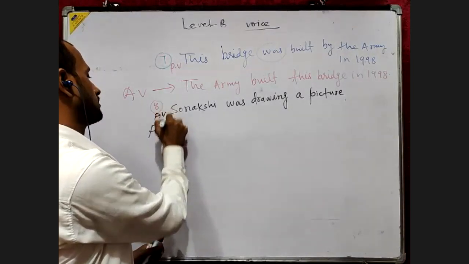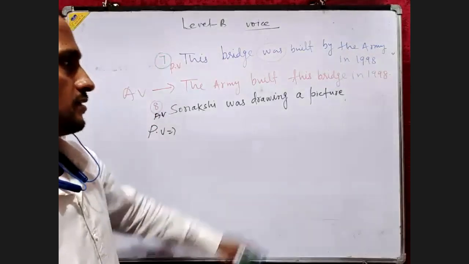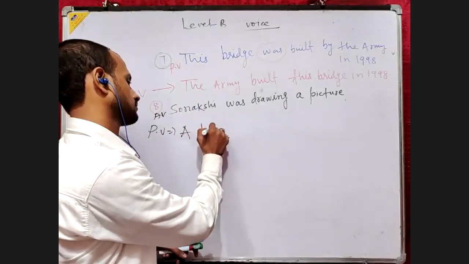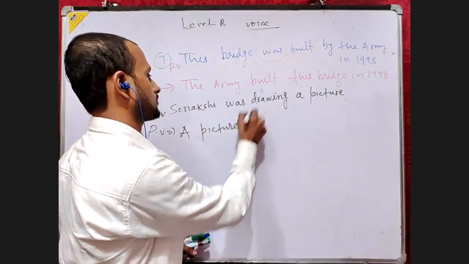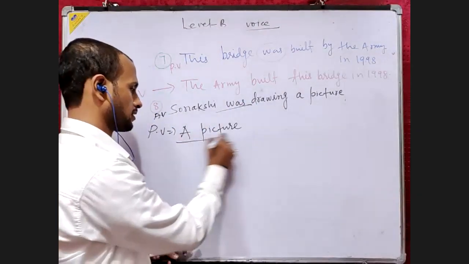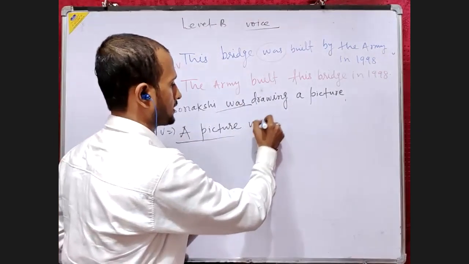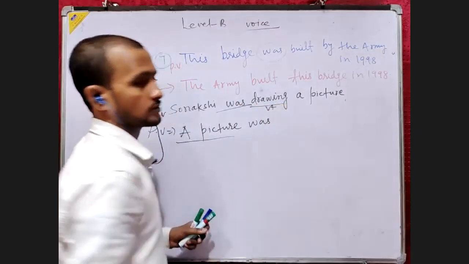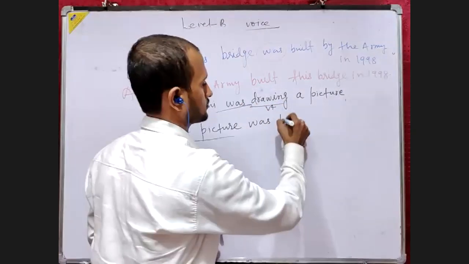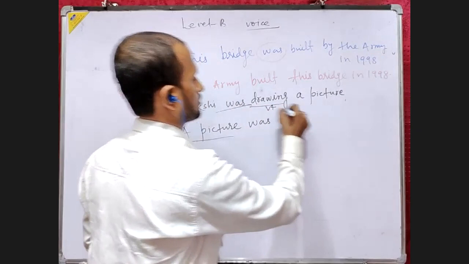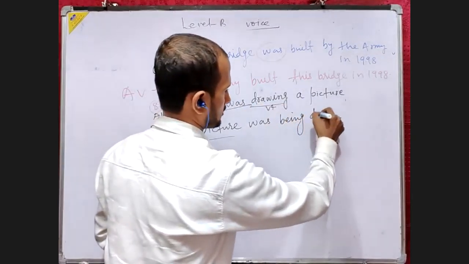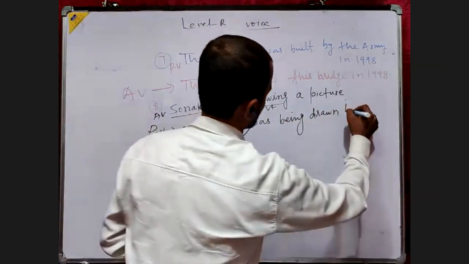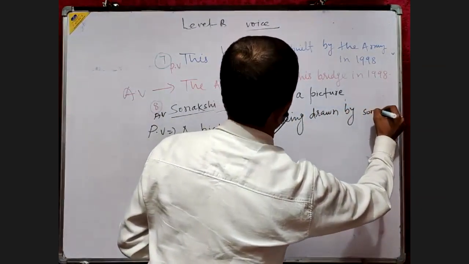Active voice. We have to change it in passive. What is object here? A picture. Already auxiliary is given. It is singular subject. That's why we will write was. It is written before, and before will take being. Being. Then with the draw, drew, drawn. It is a person. We will write by Sonakshi.